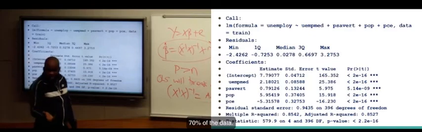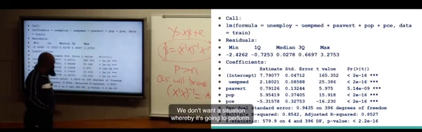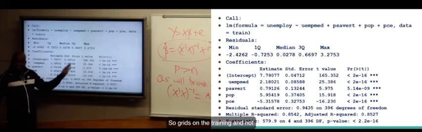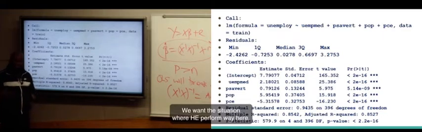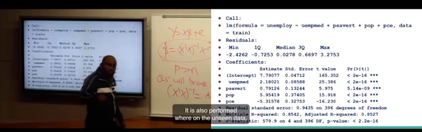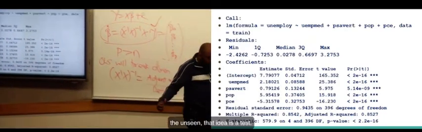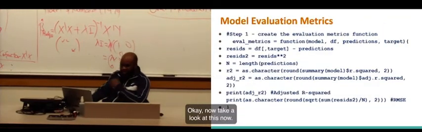70% of the data. We don't want a situation whereby it's going to perform so great on the training and not perform great on the test. We don't want that. We want the situation where it performs well here, and it also performs well on the unseen data. The unseen data here is the test. Now take a look at this.